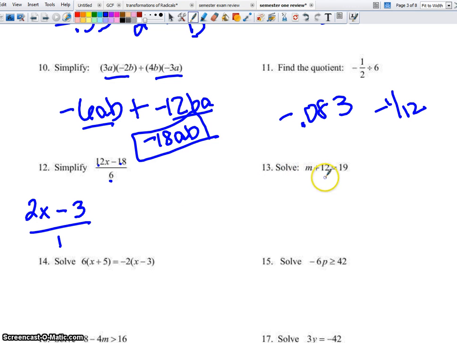You're going to solve this problem. You're trying to get m by itself, and so you've got to move this 12 to the other side, and you're going to subtract it. M is equal to 19 minus 12 is 7.